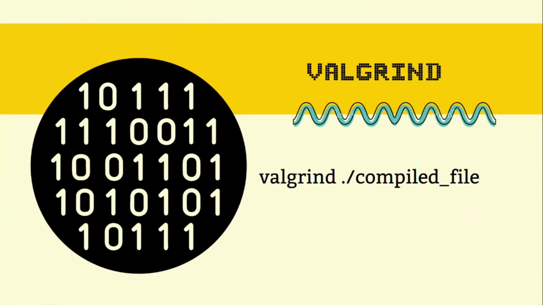Last but not least, if you want to check memory leaks in your code, you can use a tool called valgrind. All you have to do is type valgrind before the ./ followed by the name of your compiled C code, and it will show you memory leaks if there are any.